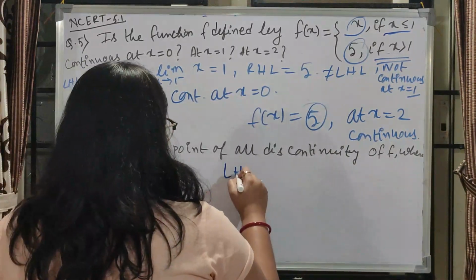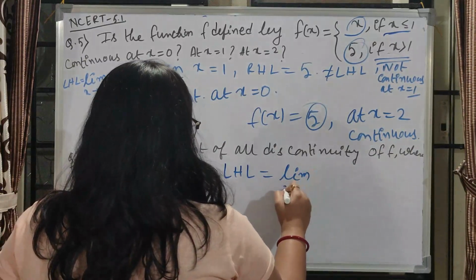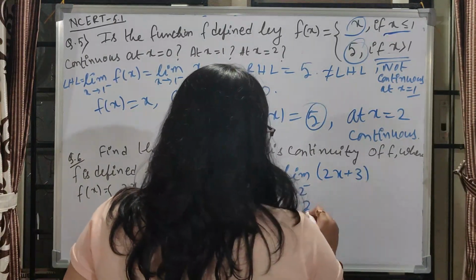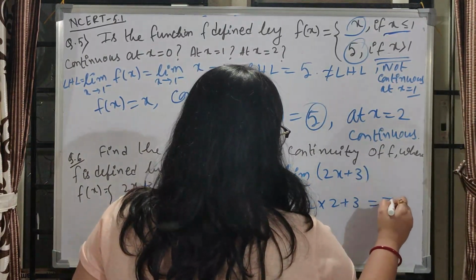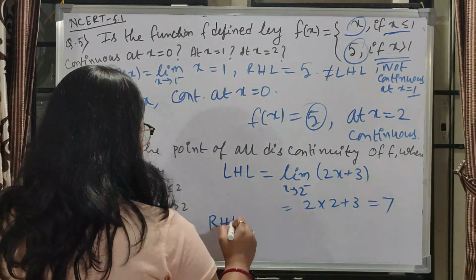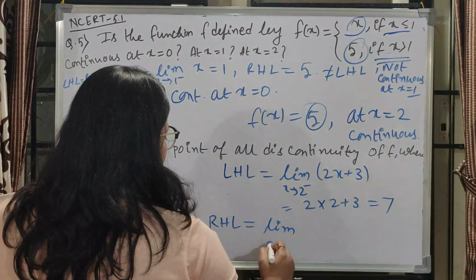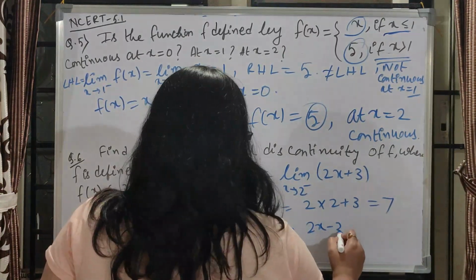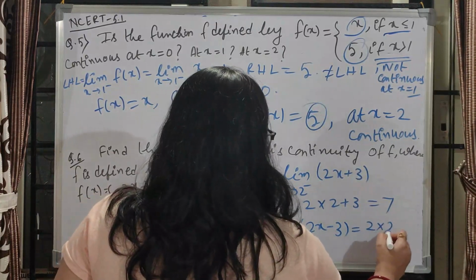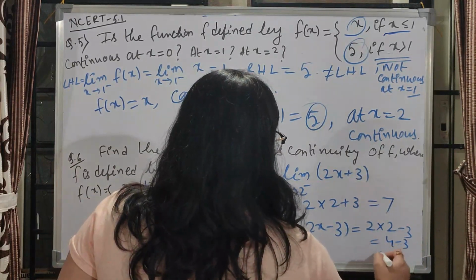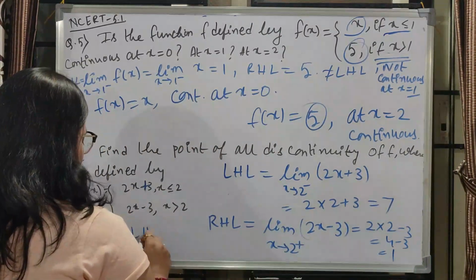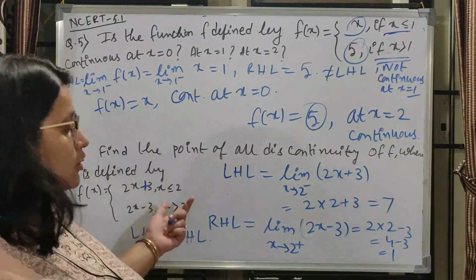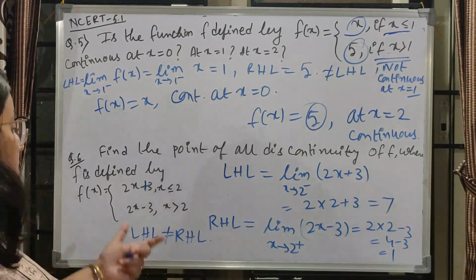So check the left-hand limit. This is limit x tends to 2 minus of 2x plus 3. So this will be 2 into 2 plus 3, so 7. Right-hand limit is equal to limit x tends to 2 plus of 2x minus 3, so 2 into 2 minus 3. This is 1. So here the left-hand limit is not equal to the right-hand limit. So the function is not continuous at x equal to 0, sorry, x equal to 2.